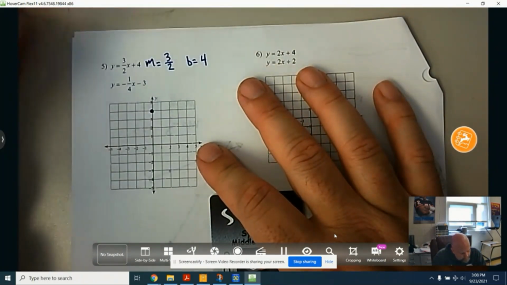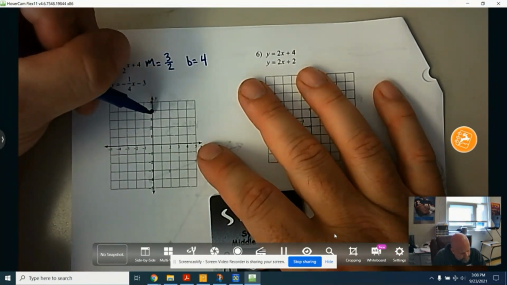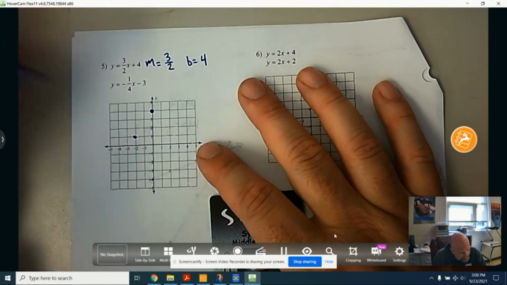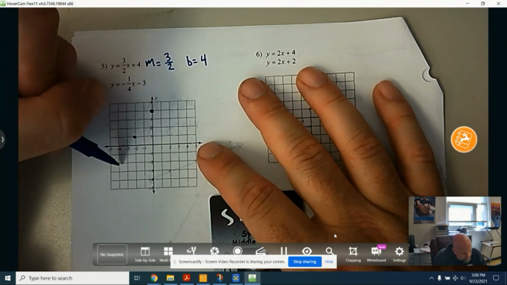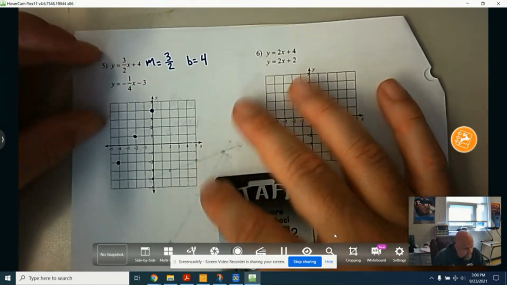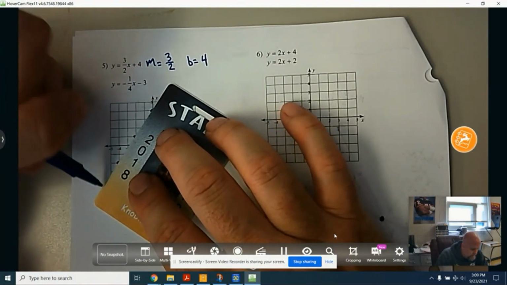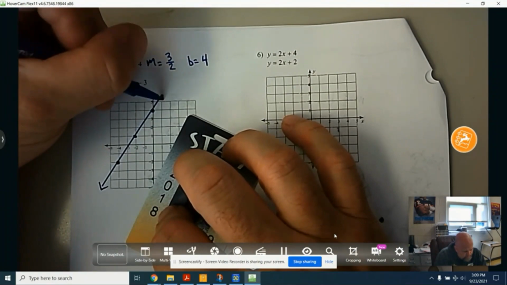So I go up to 4, and I'm going to run out of room there. So I'm going to drop 3, 1, 2, 3. It's a positive slope, so I'm going to run 2 to the left. Then I'm going to repeat that. 1, 2, 3, 2 to the left. So there's my positive slope, 3/2 x plus 4. I'm going to use my straight edge to connect. There's my first line.